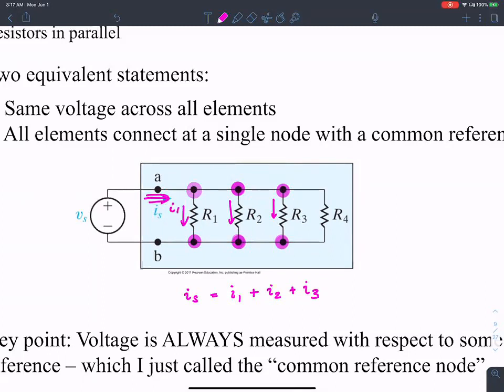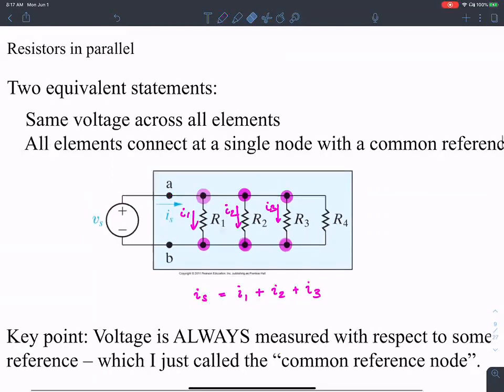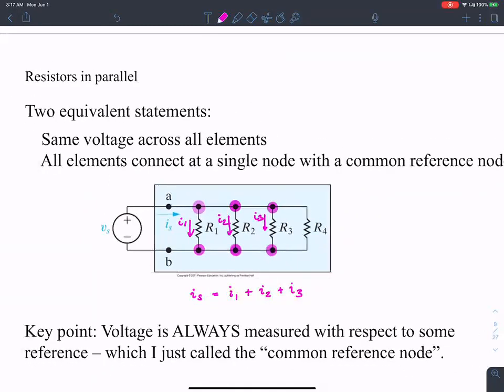So if I call these I1, I2, I3, the total current IS is the sum of all the branch currents in the parallel resistances. Of course, let me not forget this I4 here. How did I forget that? So plus I4.